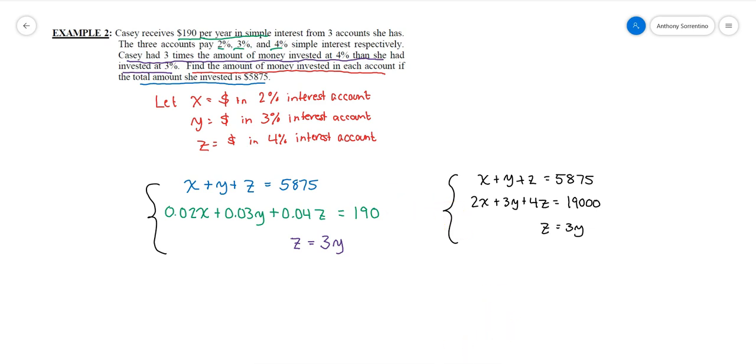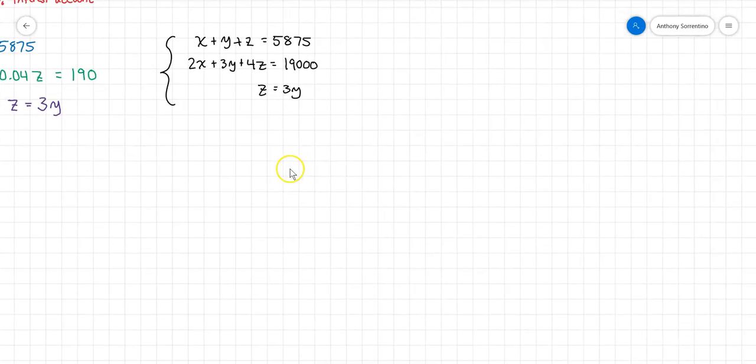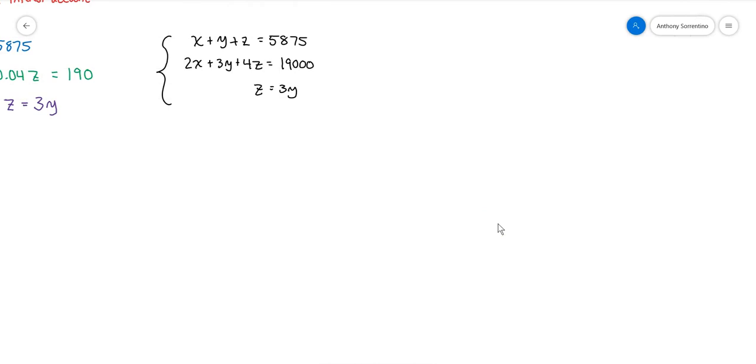So let's move over a little bit. Now we want to solve this. So what I want you to do is take this system of equations and solve it and see what you come up with.